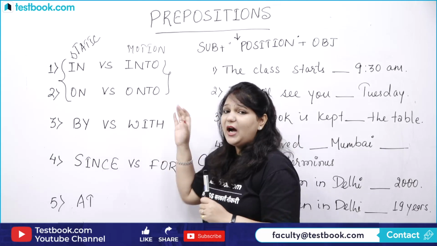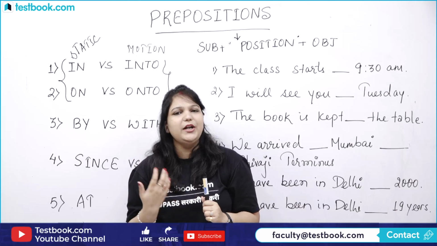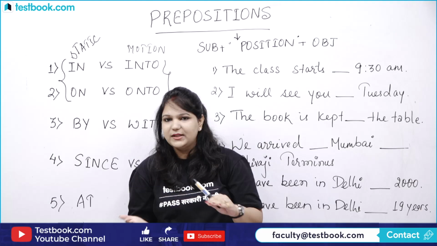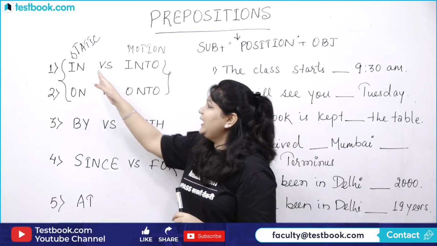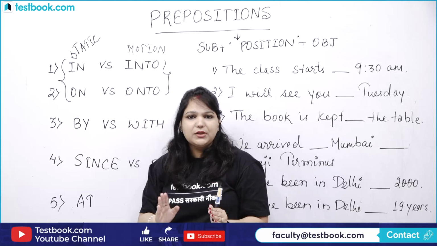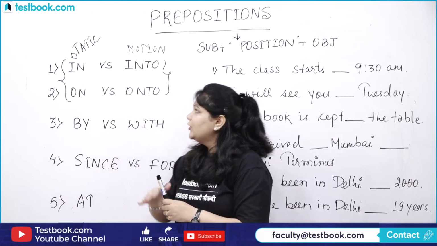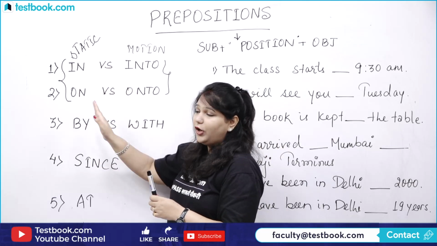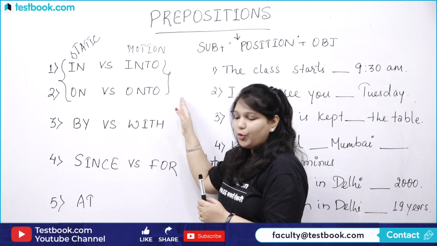So whenever our sentence is depicting any kind of motion or movement, when something is not still, there we go for into and onto. But in and on are for fixed things, that means something which is not moving. So here it goes static, not moving. Into and onto go with the things which are in motion.